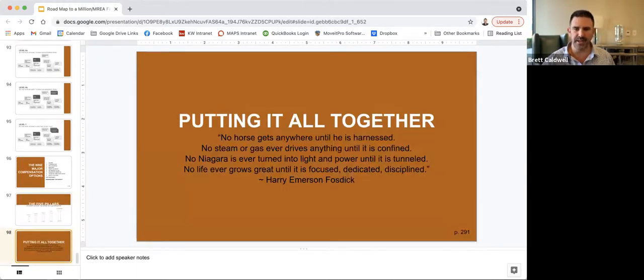And then ultimately, how on earth do we put it all together, right? So no horse gets anywhere until he's harnessed. No steam or gas ever drives anything until it's confined. No Niagara is ever turned into light and power until it's tunneled. And no life ever grows great until it's focused, dedicated, and disciplined. This is a quote by Harry Emerson Fosdick.